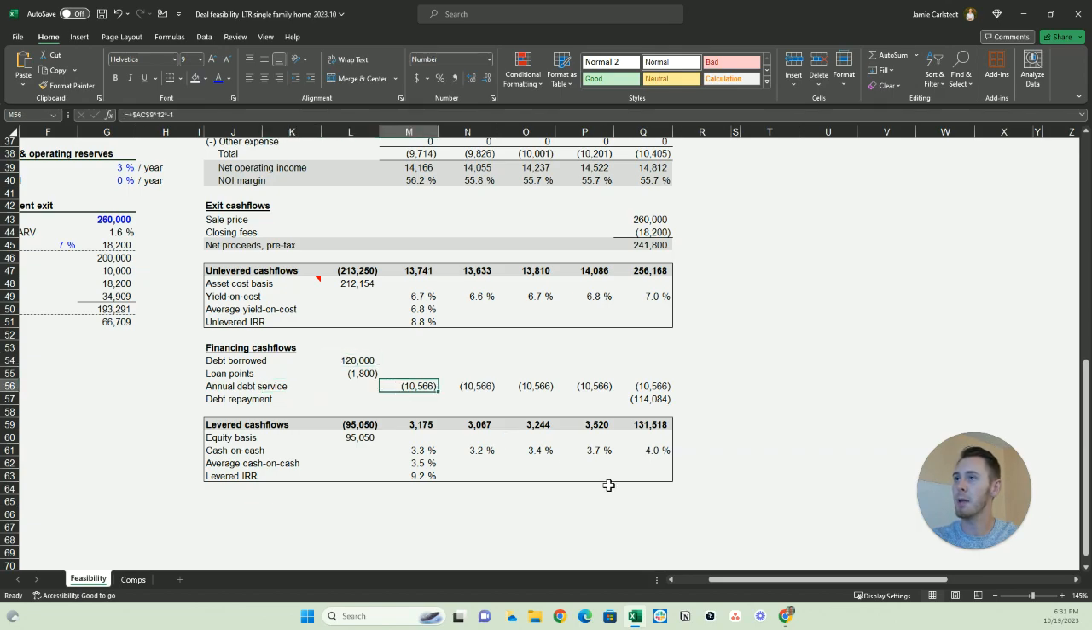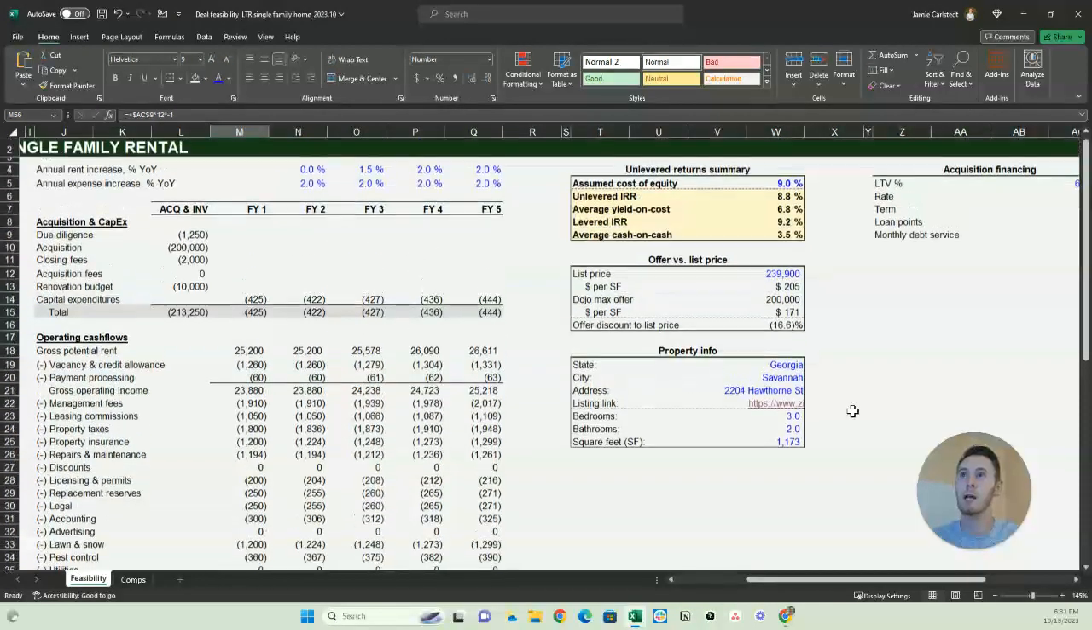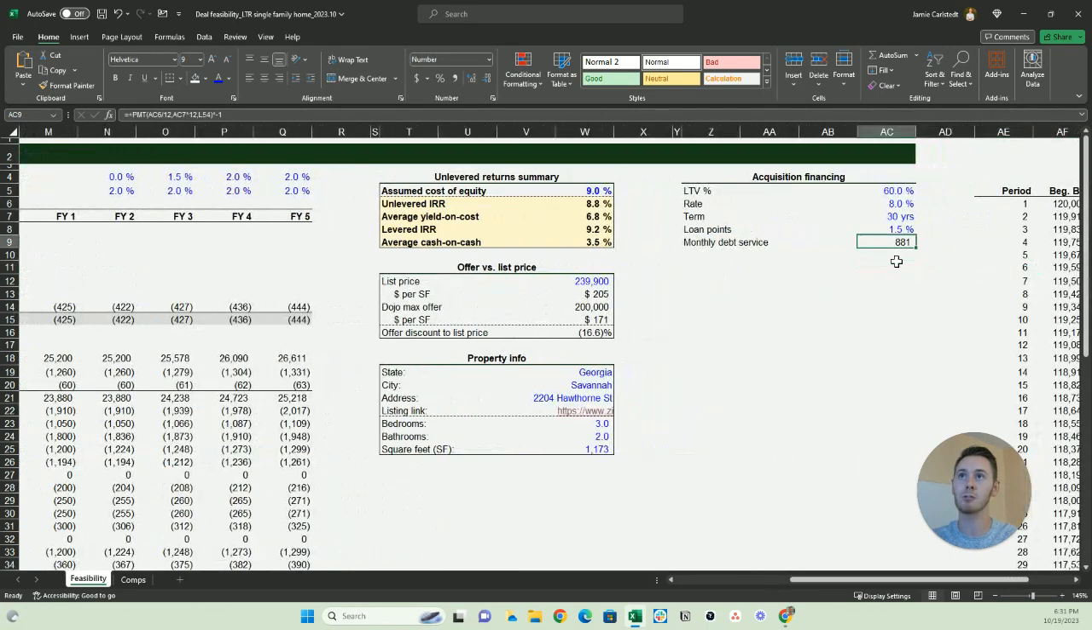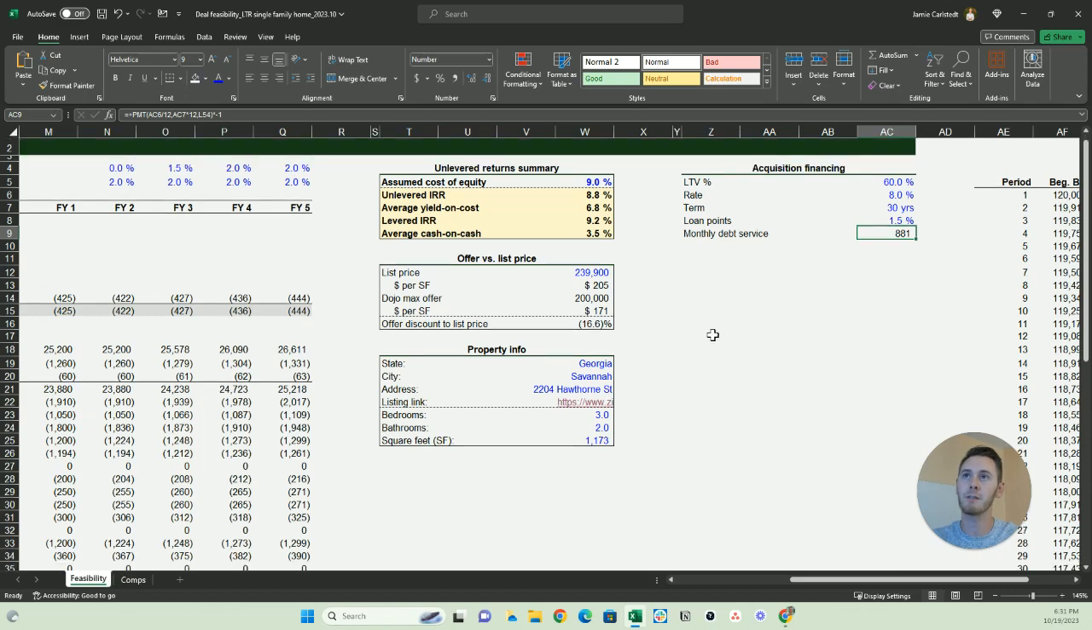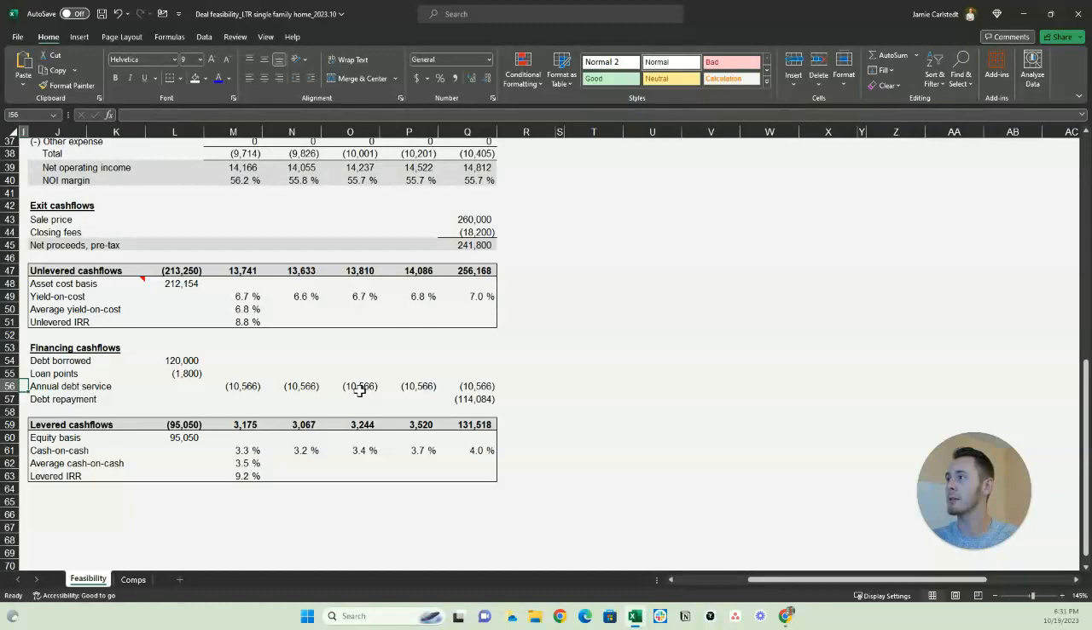And then we have our debt service payment. That's going to stay fixed over time. This is assuming a fixed interest rate loan over 30 years. So 30 years amortizing, 30 years interest. And so we're just taking this monthly debt service of $881, multiplying that by 12. So that gets us our debt service payment outflows, our debt repayment.